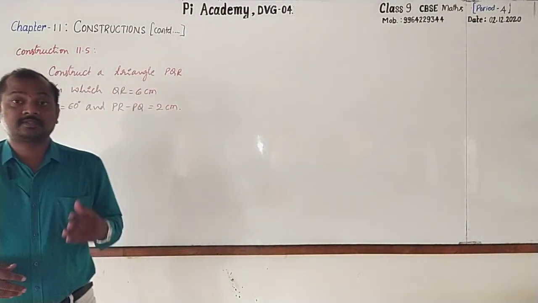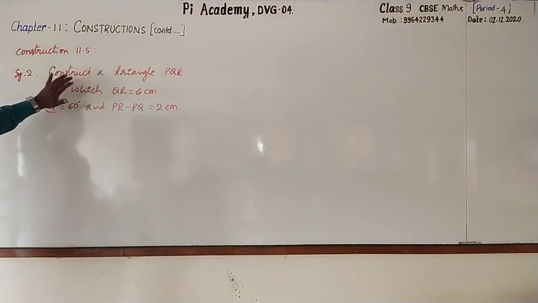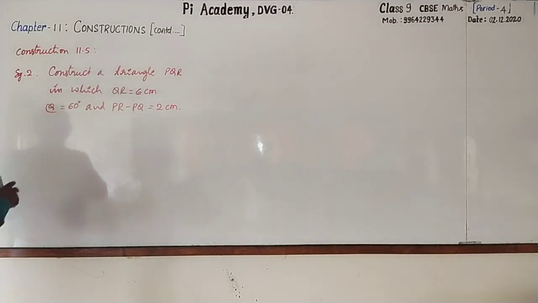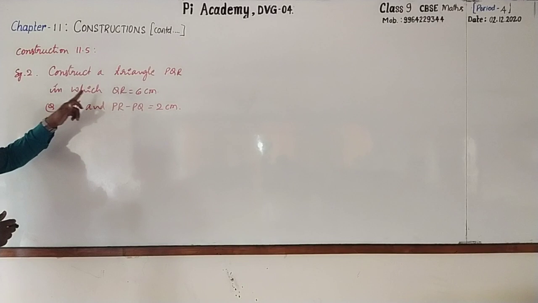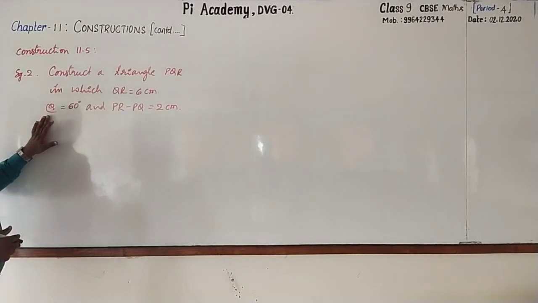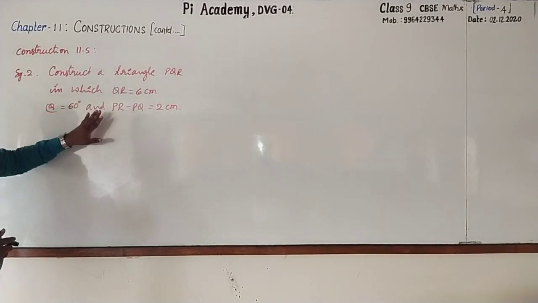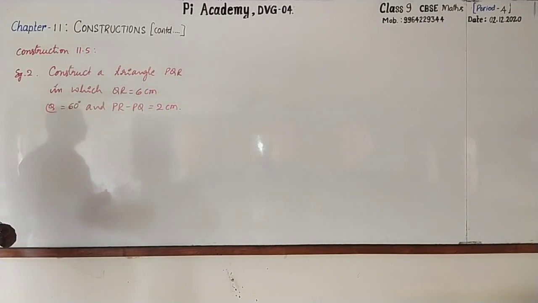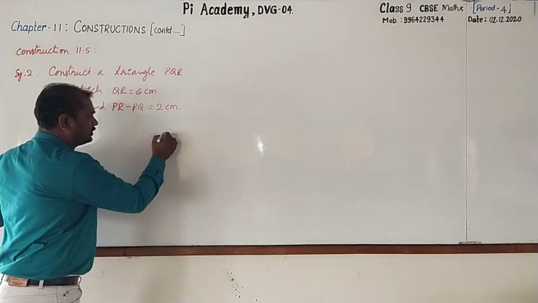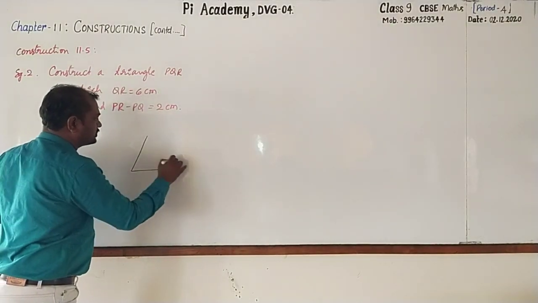With respect to the second case, here we have one statement. Please go through this. It is, construct a triangle PQR in which QR is 6 cm, angle Q is 60 degree, then PR minus PQ is 2 cm. Let me go for drawing the rough sketch so that it will be easier for you to understand.